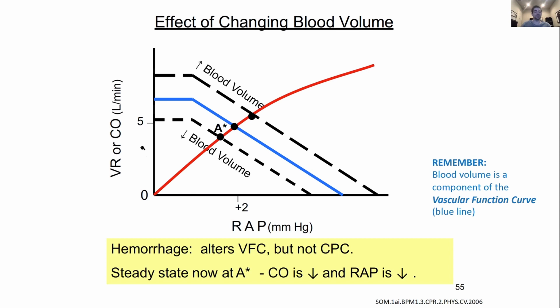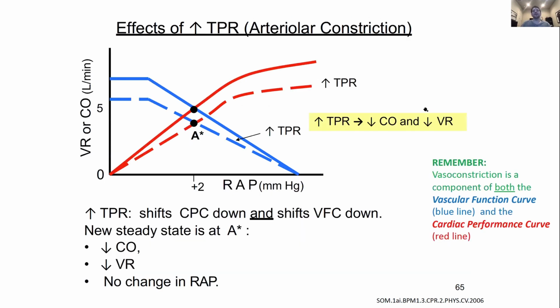It's going to affect the venous return to the heart. Okay, excuse me. So remember I said arteriolar resistance or constriction or total peripheral resistance, however you want to phrase it, or mean arterial pressure. Those all correlate to afterload, right? That pressure you have to push against. So remember that arteriolar constriction is a component of both curves. And you can see that here. It affects both the cardiac performance curve and the vascular function curve. But what you see with arteriolar constriction is that by affecting both curves, we can still stay at equilibrium, okay?